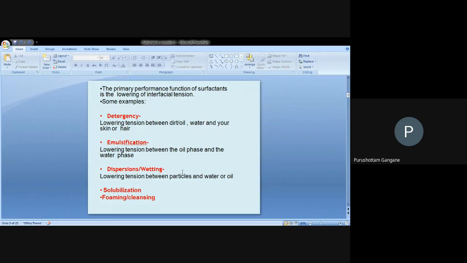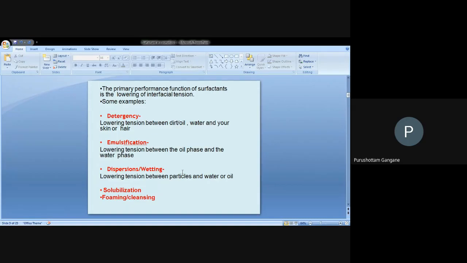Okay, when you are talking about cosmetics, every cosmetic contains a surfactant, whether it is a dentifrice, a toilet soap, or creams or other emulsions or suspensions. Every cosmetic contains a surfactant. Okay, only its use differs from cosmetic to cosmetic. Detergency is one of the functions. Detergency is nothing but lowering the tension between the dirt and oil or water and your skin or hair.